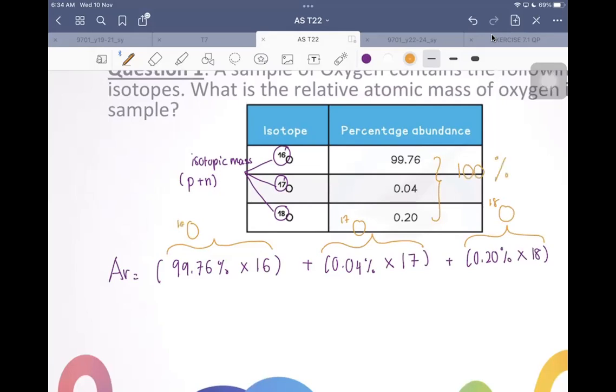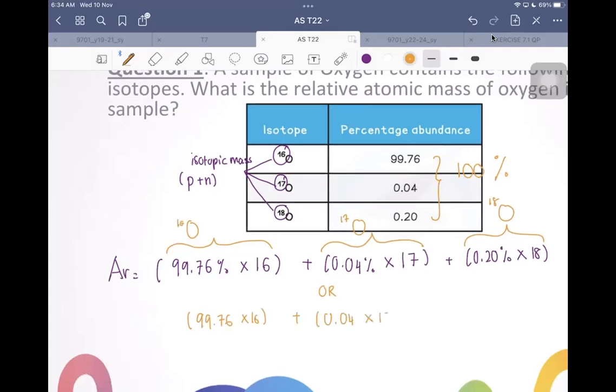Sometimes you will see another version where they like to combine. You can see they are both the same actually. So you take 99.76 times 16, plus 0.04 times 17, plus 0.20 times 18. Make sure they're all in brackets, especially when you put these numbers into your calculator, over 100. So that's the same thing, whether you want to do individual percentage times individual isotope, or you take the overall over 100, right?